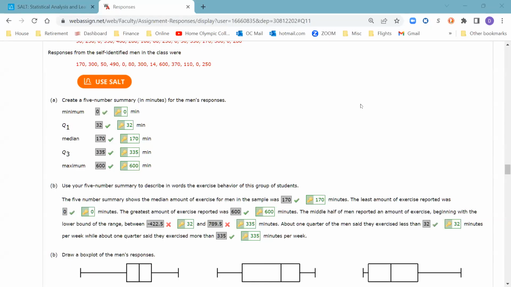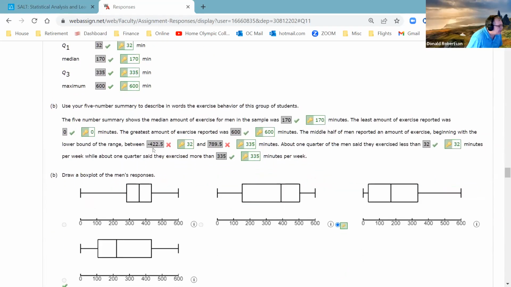So the middle section for question 11b says the middle half of men reported an amount of exercise beginning with the lower bound of the range between blank and blank. I did the lower and upper fence equations using quartile 1 and quartile 3. And it didn't work out. It gave me a pretty heavy negative number. Okay, let me see if we can do this.